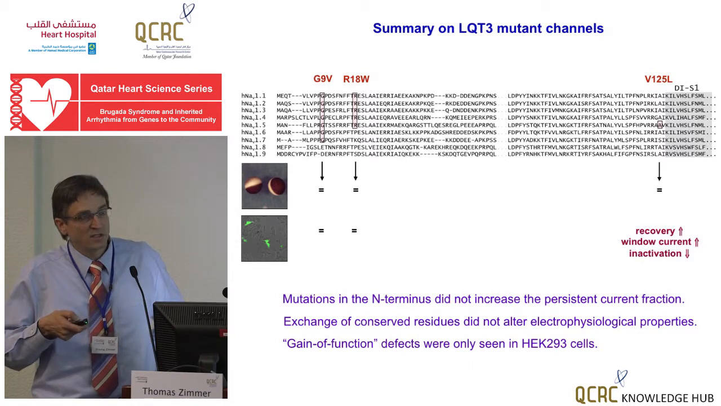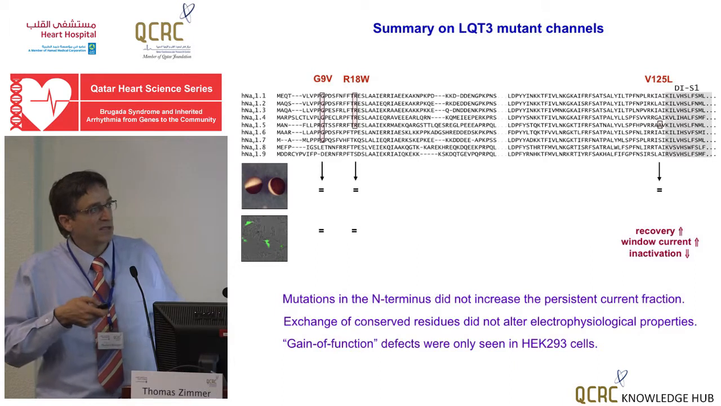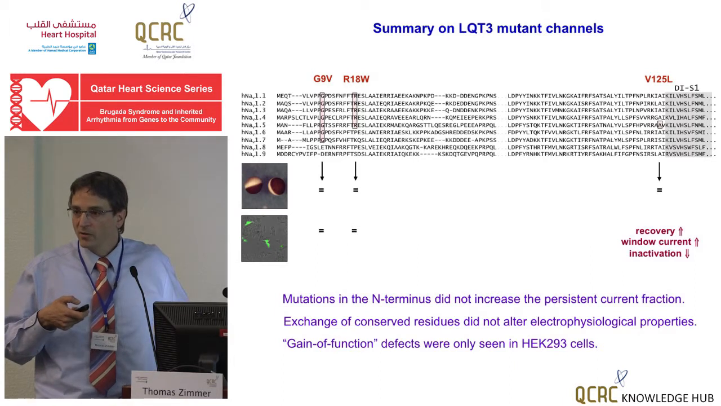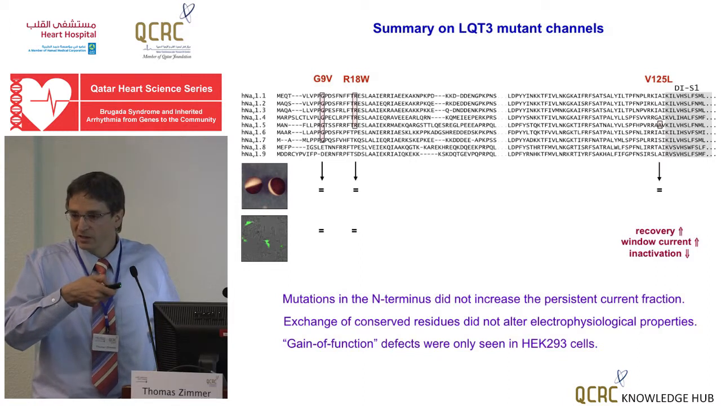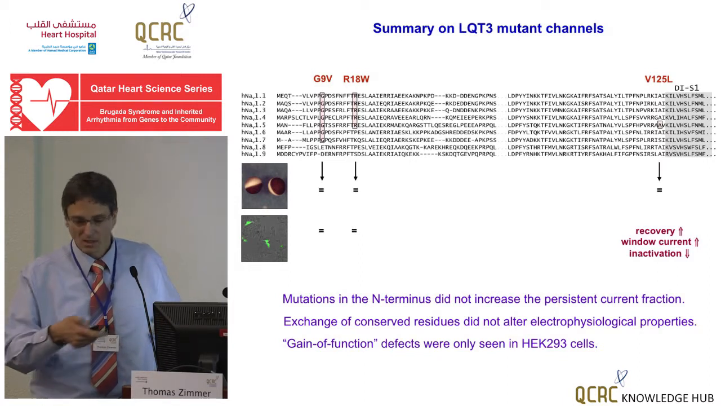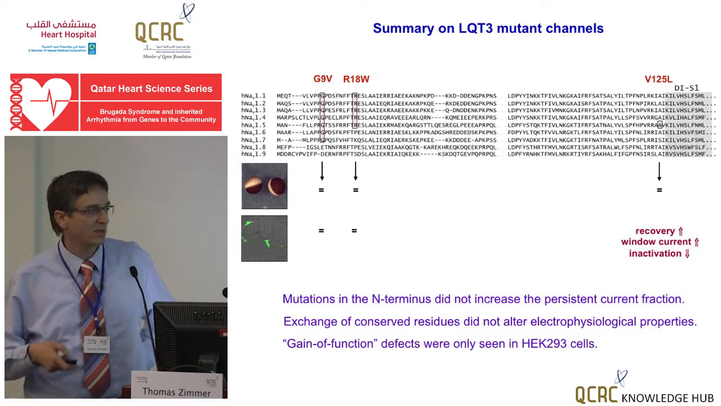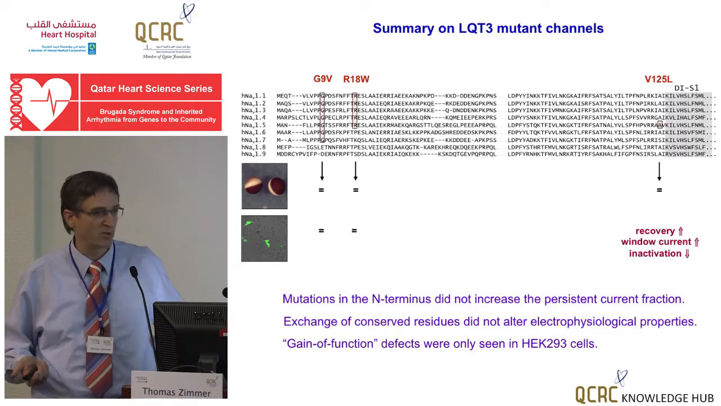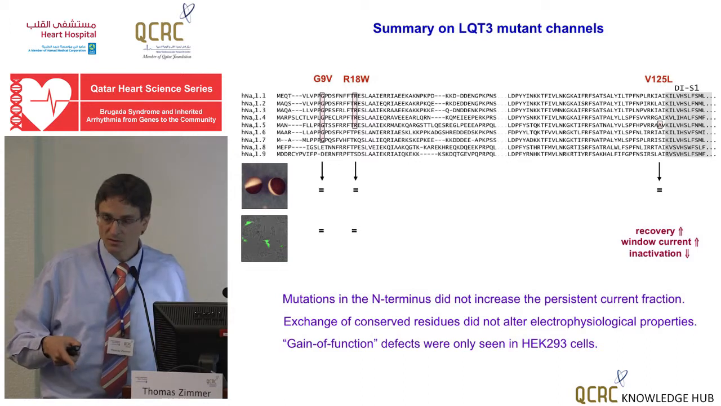And you see, this is not a highly conserved residue here, it's a valine, but this is highly conserved, so it's glycine everywhere. So it's very likely that this mutation indeed caused the disease, because it seems to be an important amino acid, but we couldn't see anything. So the mutations in the N-terminus did not increase the persistent current, and exchange of conserved residues did not alter the electrophysiological properties. Gain of function was only seen in HEK cells, not in the oocyte system.